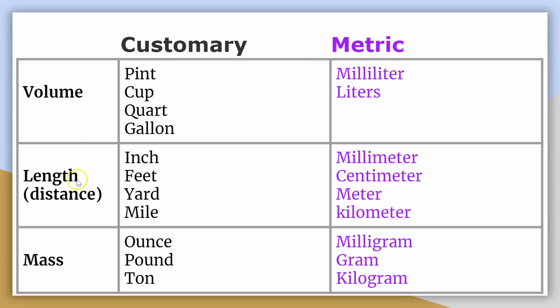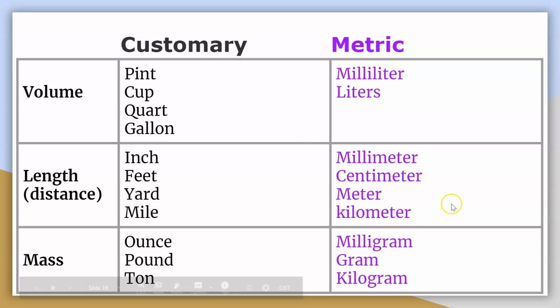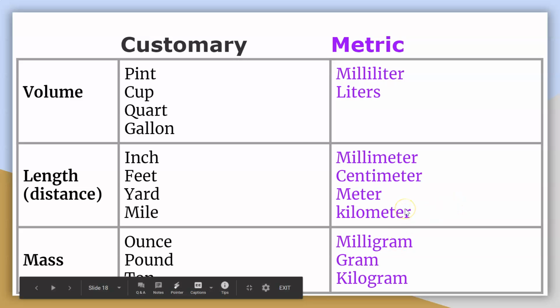For length, to describe how far something is or how long something is, customary units use inch, feet, yard, and mile. Whereas for the metric system, in order to describe length, they use millimeter, centimeter, meter, and kilometer. Last but not least, for mass, we have ounces, pounds, and tons. And on the right side, we've got milligrams, grams, and kilograms.